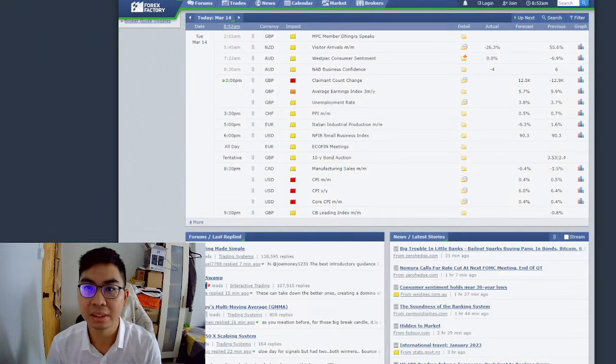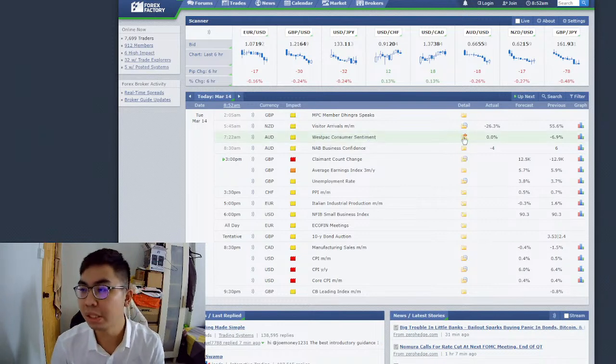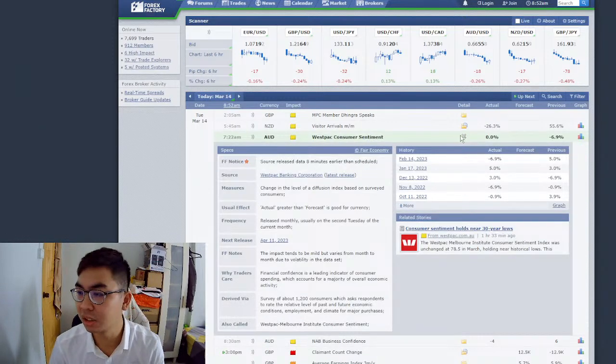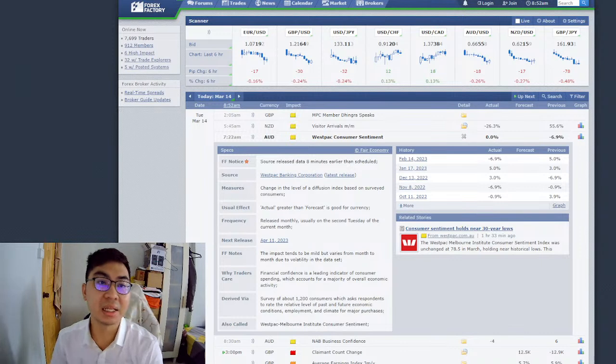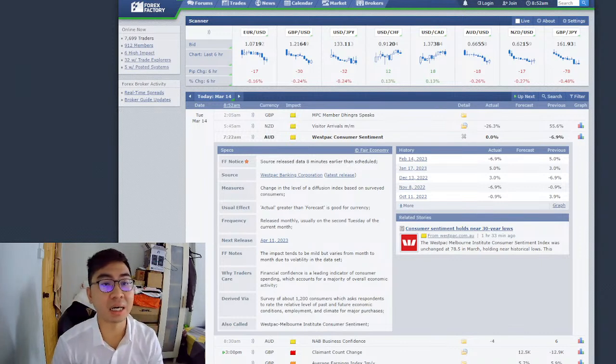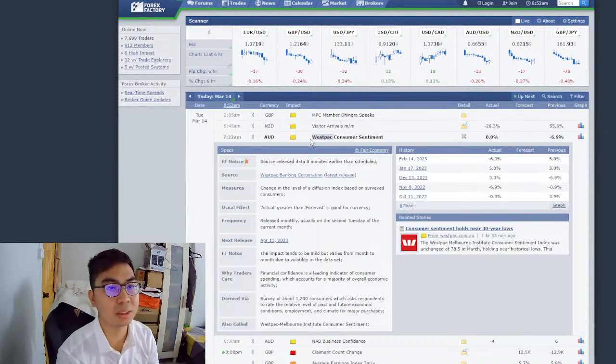Let's take a look at the upcoming news events. We have the climate count change, and the Westpac consumer sentiment. What I found interesting was that there's an 8.6% lift in housing price expectation, so it can affect the interest rates. At the moment, interest rates for the Australian dollar have increased by 0.25 points in March.